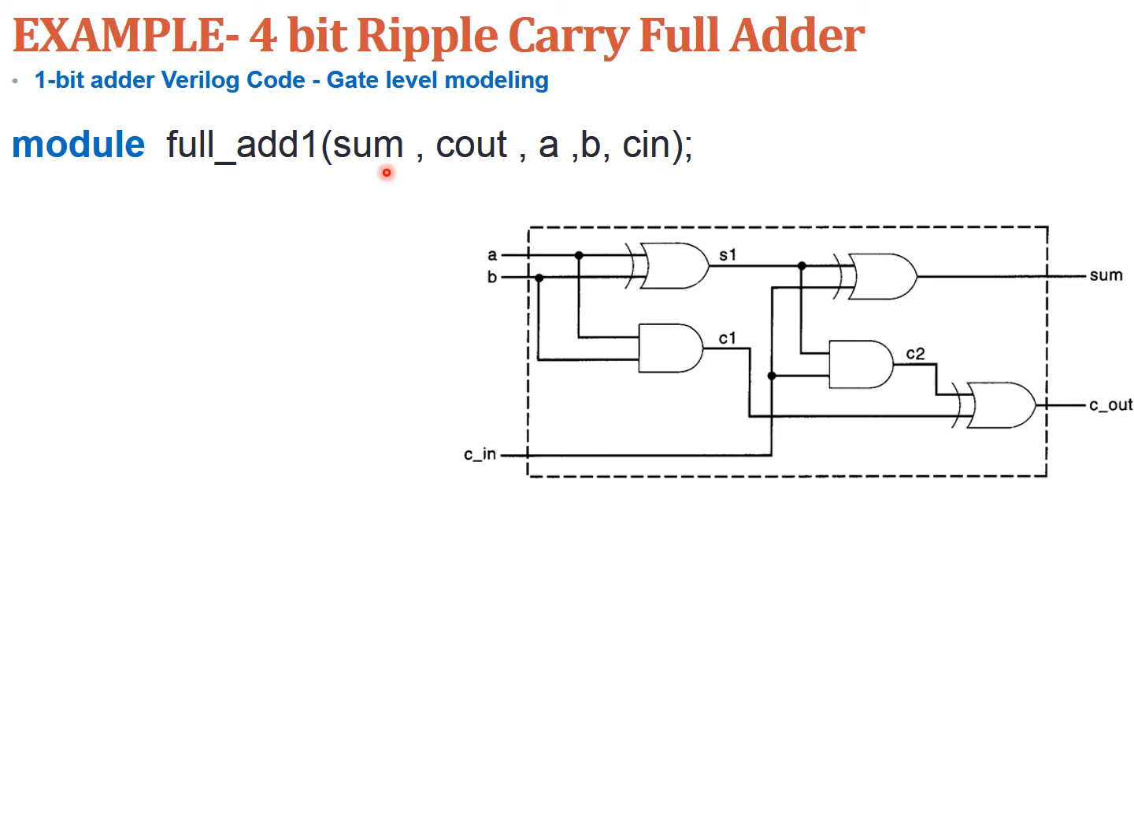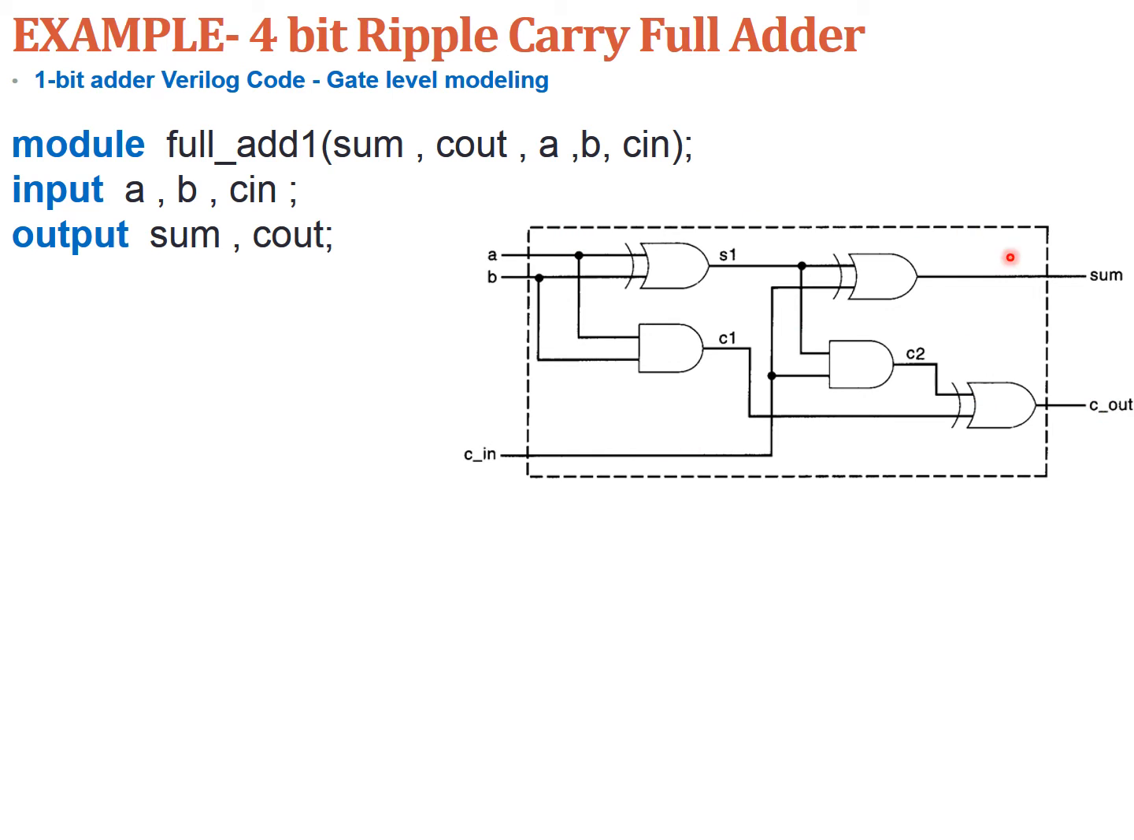Next, from this list we have to declare the input variables and the output variables, that is, the input and the output ports must be declared. So the input ports are A, B, Cin, we know that, and the output ports are sum and Cout.